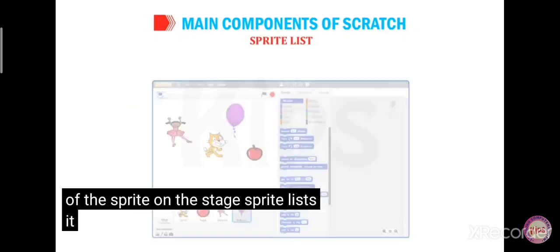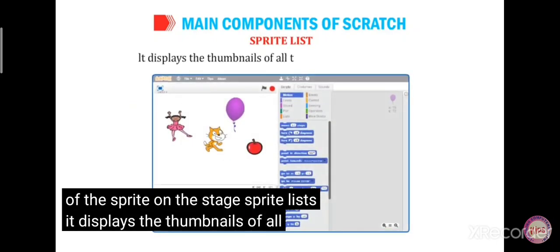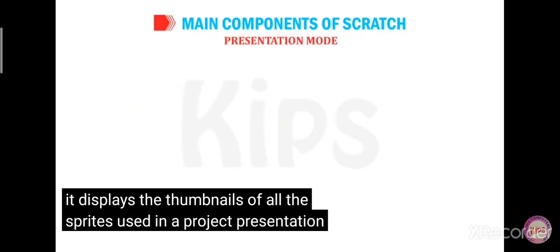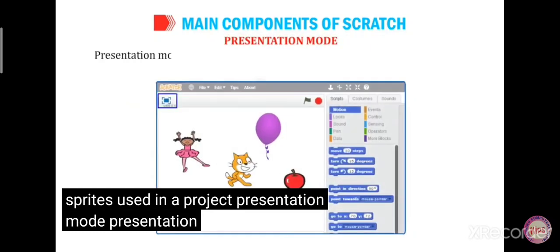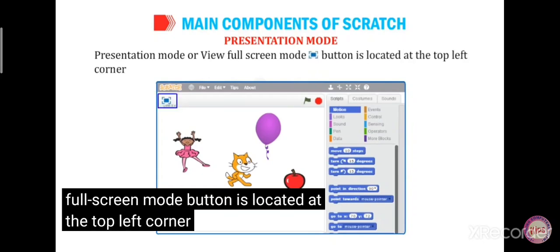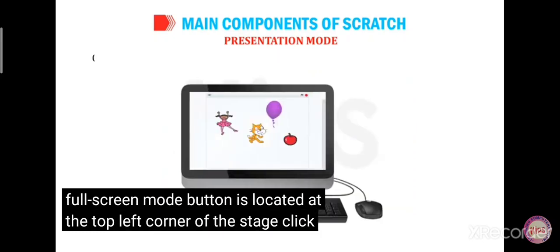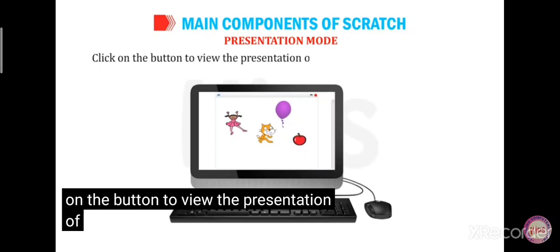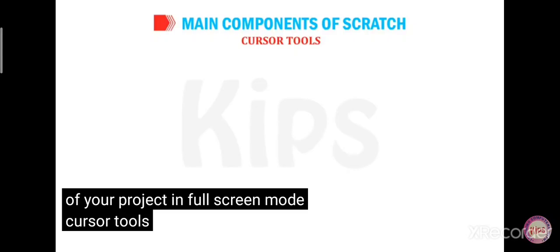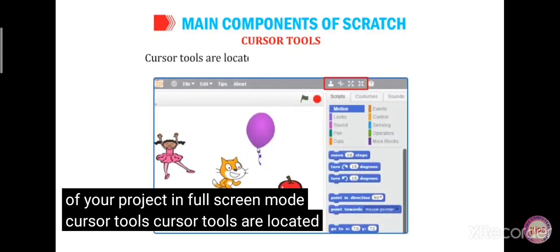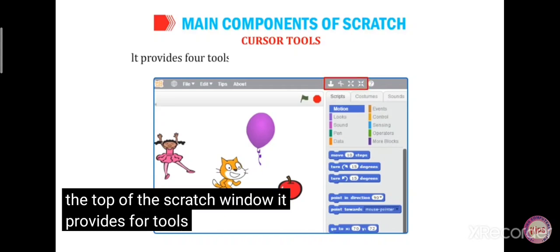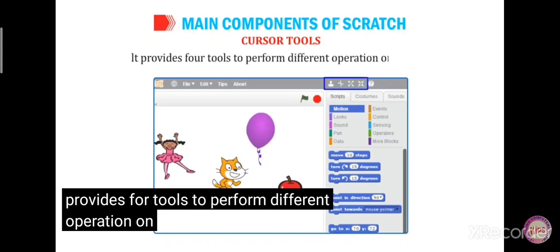These coordinates indicate the position of the sprite on the stage. Sprite list. It displays the thumbnails of all the sprites used in a project. Presentation mode. Presentation mode or view full screen mode button is located at the top left corner of the stage. Click on the button to view the presentation of your project in full screen mode. Cursor tools. Cursor tools are located at the top of the Scratch window. It provides 4 tools to perform different operations on sprites.